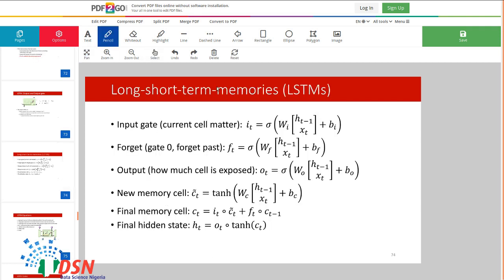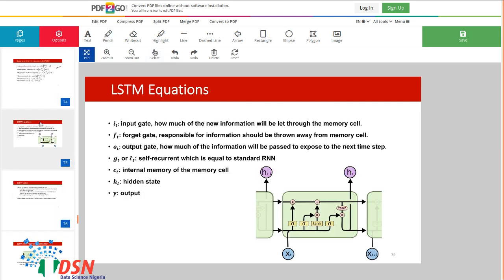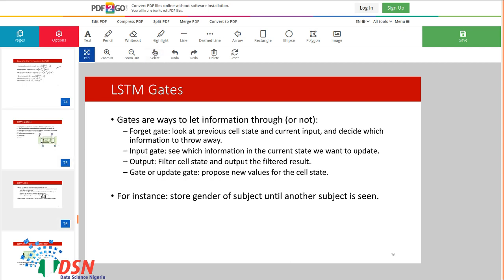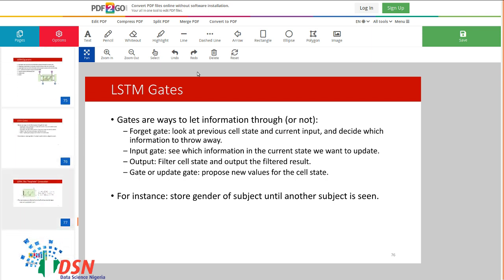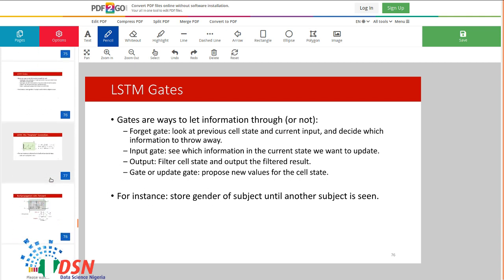Here we can see a summary of these relations that you could take a look at. Again, the forget gate looks at the previous cell state and current input and decides how much information to throw away. We see that in that block diagram. And we know the other things that we talked about.